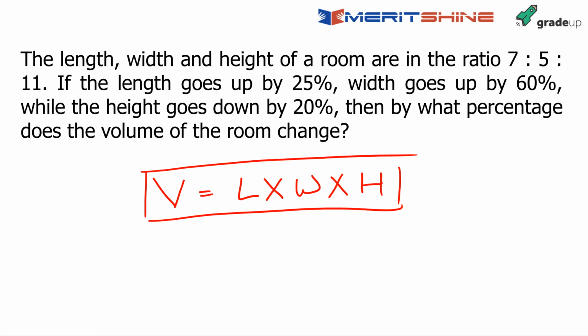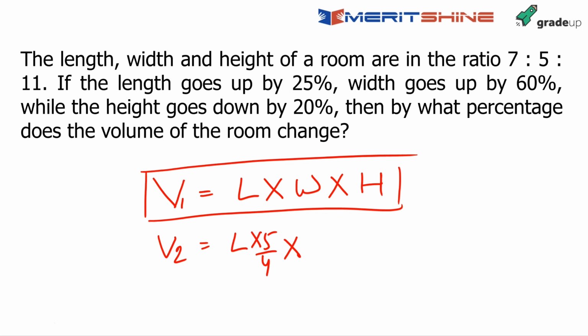So this is the volume of a cuboid. When I'm talking about the volume of a cuboid, I'm saying that the length goes up by 25%. So let's call this V1, the initial volume. What I need to calculate is the percentage change in the volume of the room, and let's call this V2, the final volume. If my length initially was L, now it's an increase of 25%. 25% is 1 by 4, it means for every 4 units you will add 1 unit. 4 plus 1 is 5. What would you write here? L into 5 by 4.